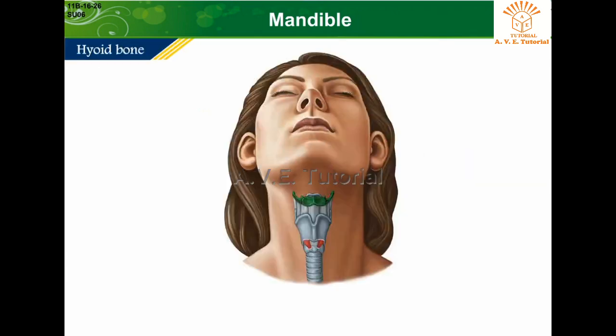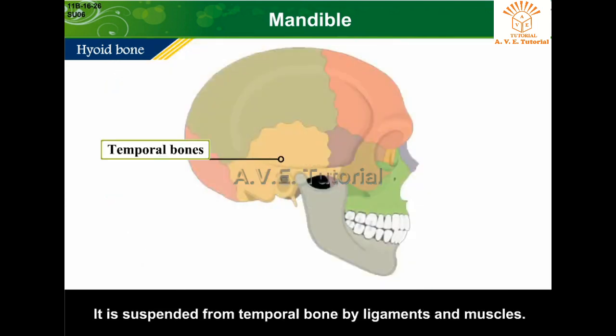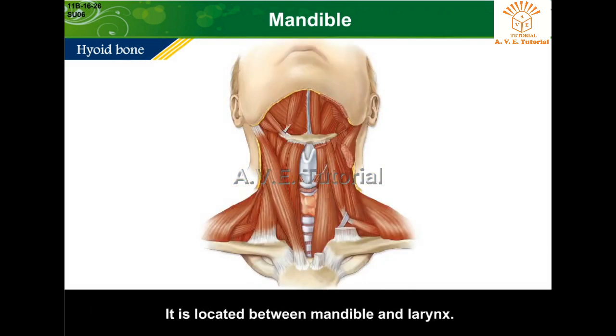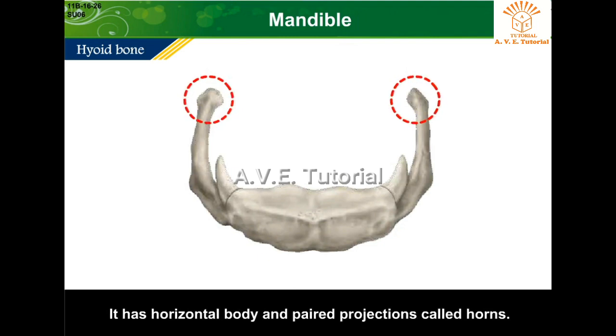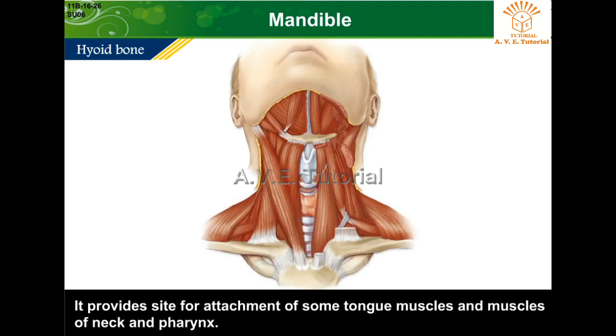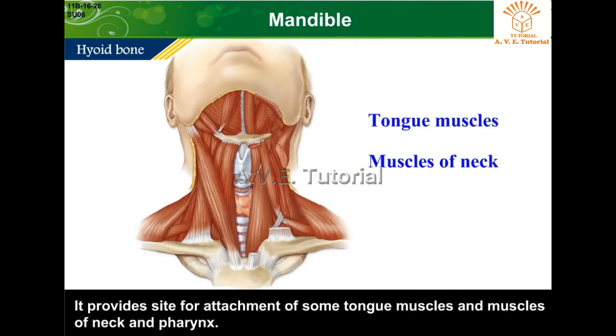Hyoid bone. It is a U-shaped bone that does not articulate with any other bone. It is suspended from temporal bone by ligaments and muscles. It is located between mandible and larynx. It has horizontal body and paired projections called horns. It provides site for attachment of some tongue muscles and muscles of neck and pharynx.